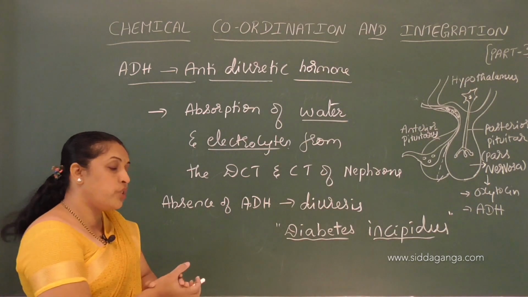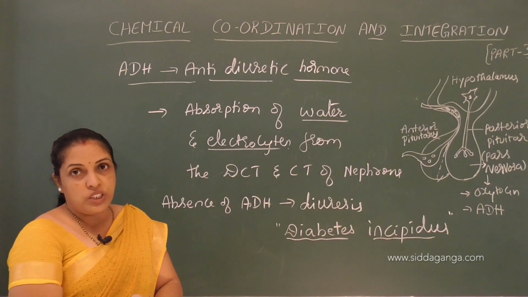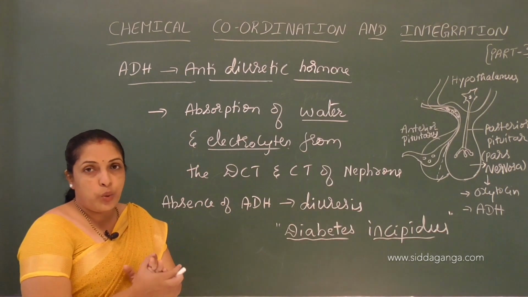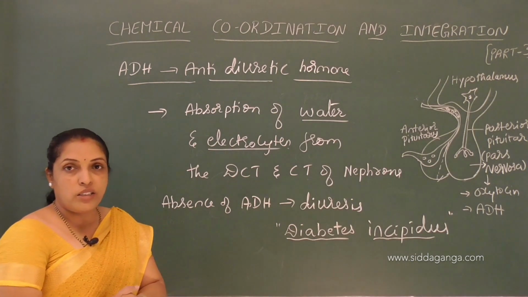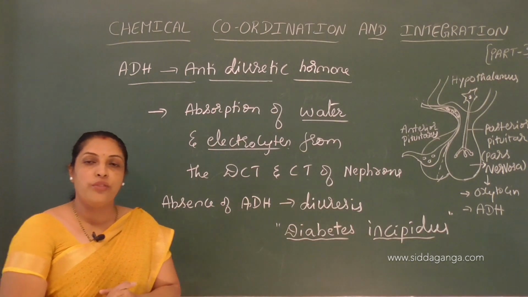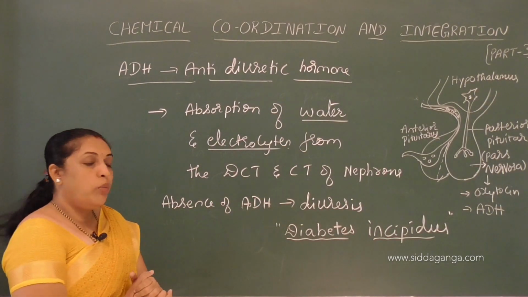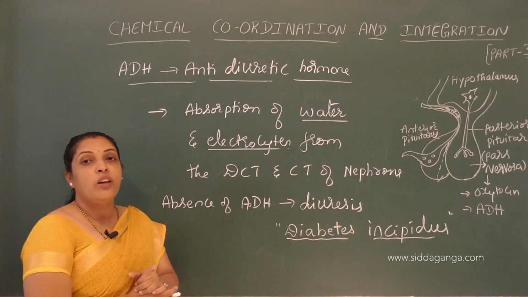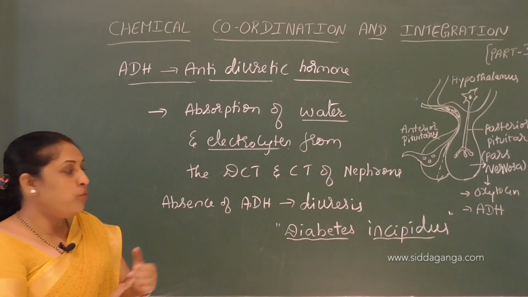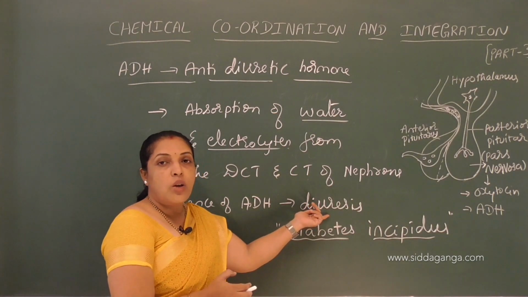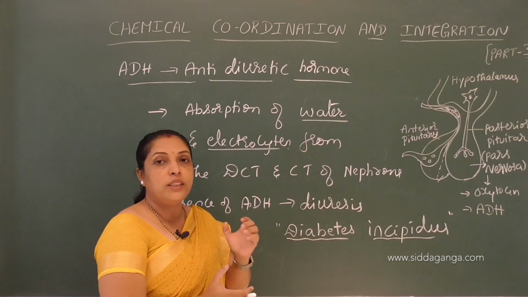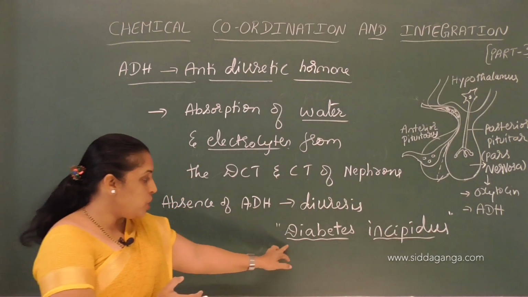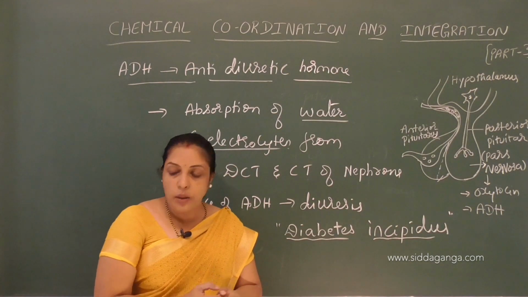Antidiuretic hormone is produced by the posterior pituitary gland. It mainly helps in absorption of water and electrolytes from the distal convoluted tubules and collecting ducts of nephrons or uriniferous tubules. Thereby it prevents diuresis. That's why it got the name antidiuretic hormone. In the absence of this hormone, we see a condition called diuresis, where we see polyuria and the person feels thirsty, and we can also see dehydration. That condition is called diabetes insipidus.